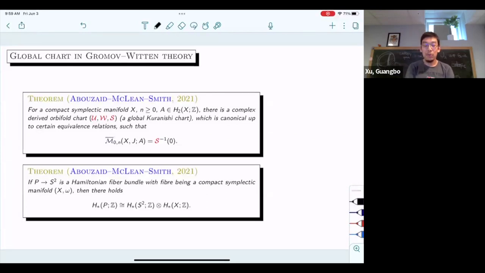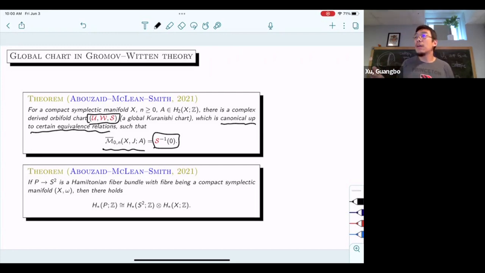One event that happened during our preparation is that there appeared this construction of Abouzaid, McLean, and Smith, who actually showed that for any genus zero moduli space of stable maps in any compact symplectic manifold, this moduli space admits a complex derived orbifold chart. That means if you consider any such genus zero moduli space, then you can cook up a complex derived orbifold chart such that the zero locus is identified with the moduli space. And this derived orbifold chart is canonical up to certain natural equivalence relations, although their construction is pretty geometric, very specific.